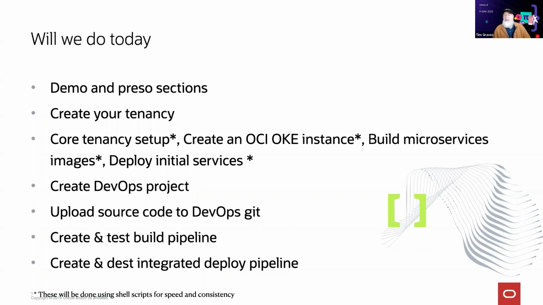And then we're going to create and test the build pipelines to show you how that process would work, what would be involved. Then we're going to look at how to do a deploy pipeline, and then how to connect your build pipeline to trigger the deploy pipeline and have the whole thing triggered by a Git commit back into your registry.